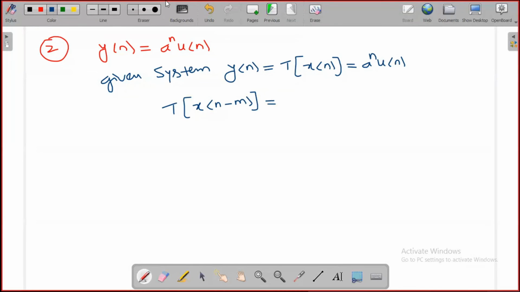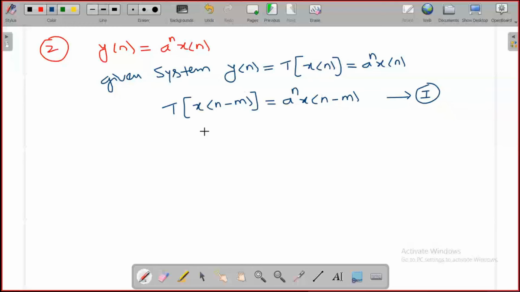Sorry, this is x of n, a power n into x of n. Now, what is the response for delayed input? A power n into x of n minus m, which is equation 1.